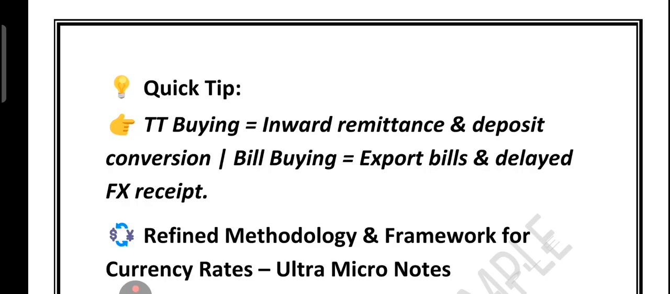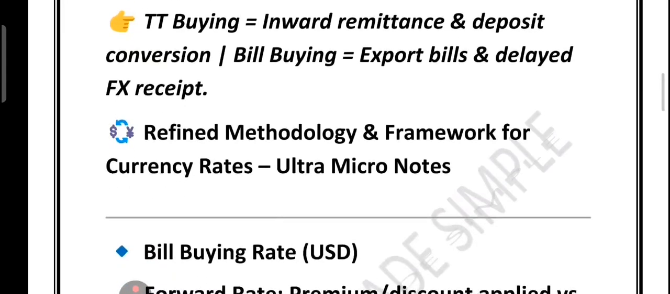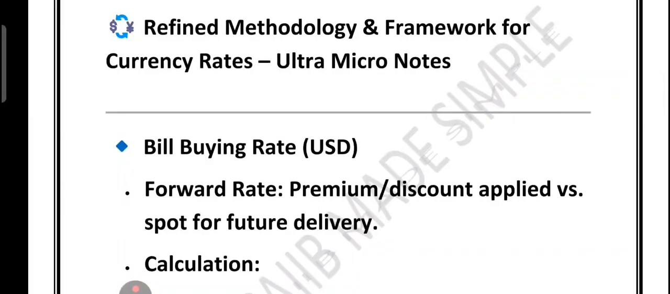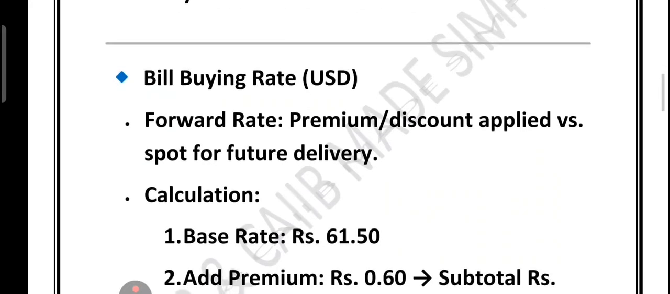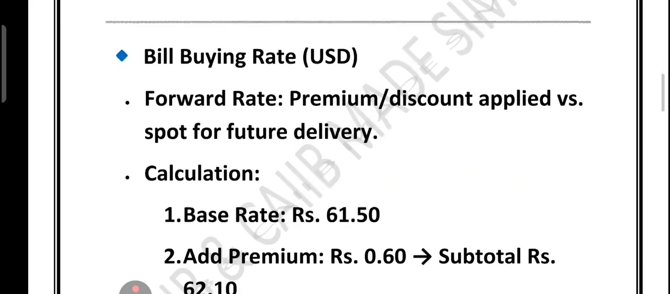Bill buying is the rate for export bills and delayed forex receipts. Now let's talk about the refined methodology. Bill buying rate in terms of dollar. Friends, the bill buying rate is called BBR. It is a rate that the bank uses when it buys an export bill or a draft in the foreign currency, especially for future delivery.